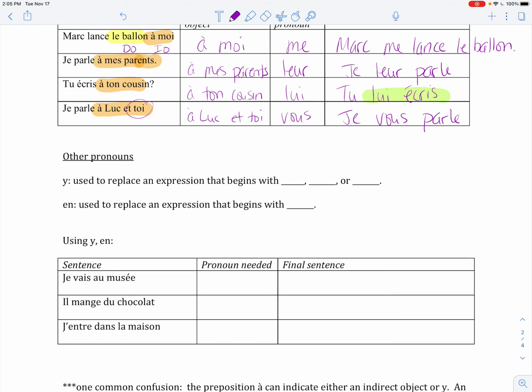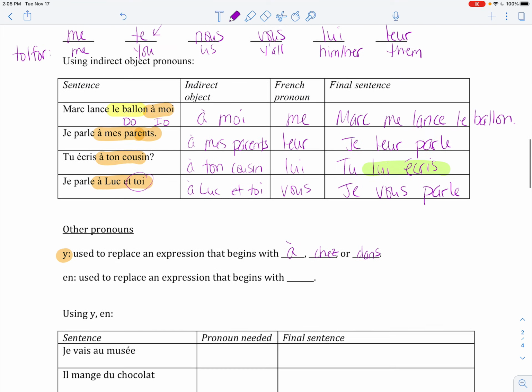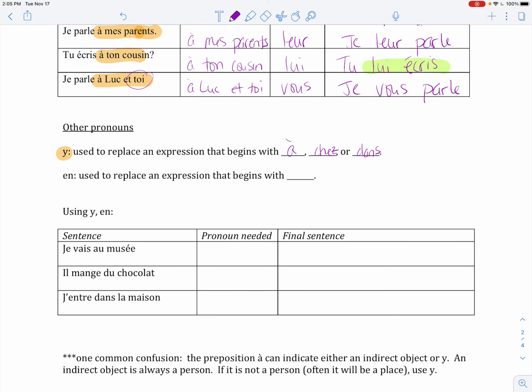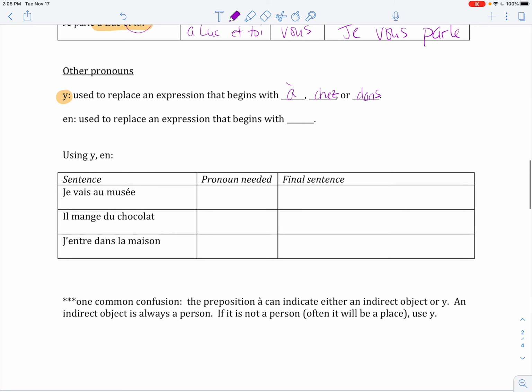So we're going to use the pronoun y, this letter Y right here, to replace a prepositional phrase that begins with the preposition à, chez, or dans. Now I know I just told you up here that an indirect object is going to follow à, and then I'm telling you right here that à is going to be at the beginning of an expression that will turn into y. So this is a source of common confusion, and when we get here, we'll talk about this in class. The preposition à can indicate either an indirect object or y.